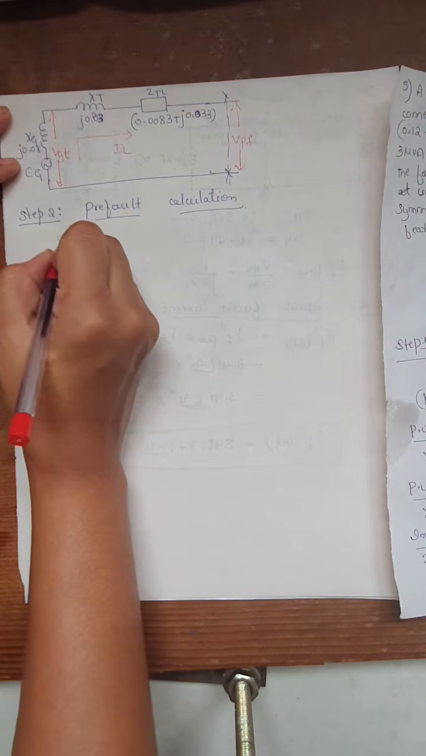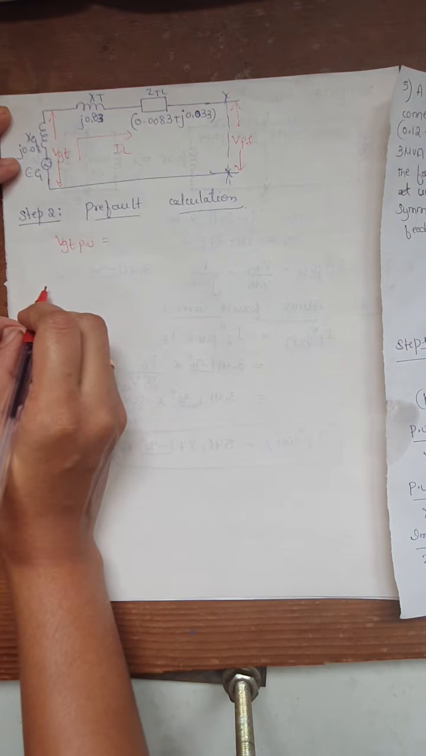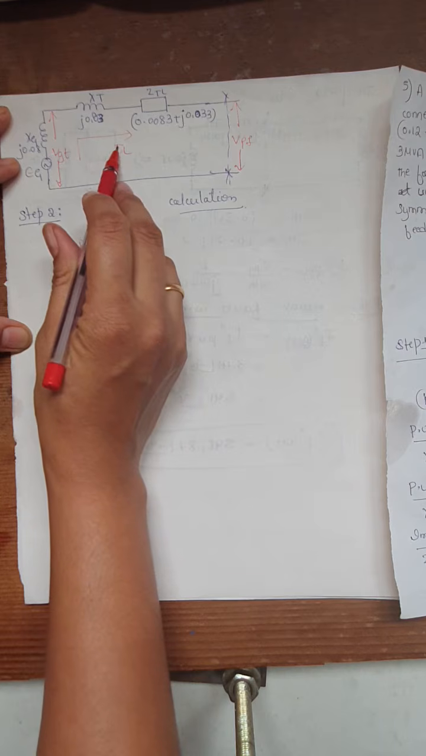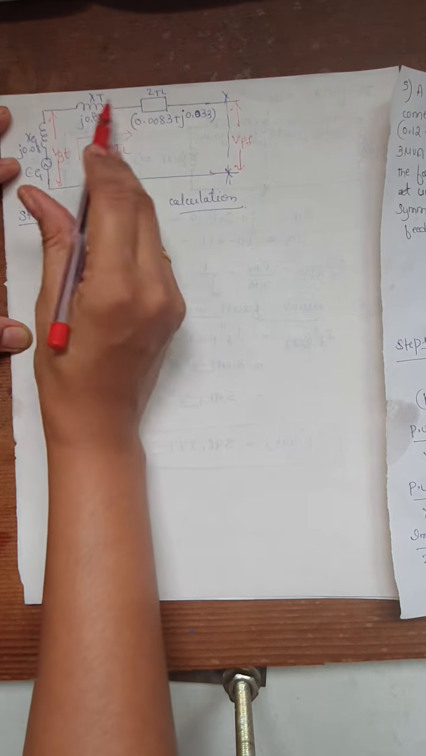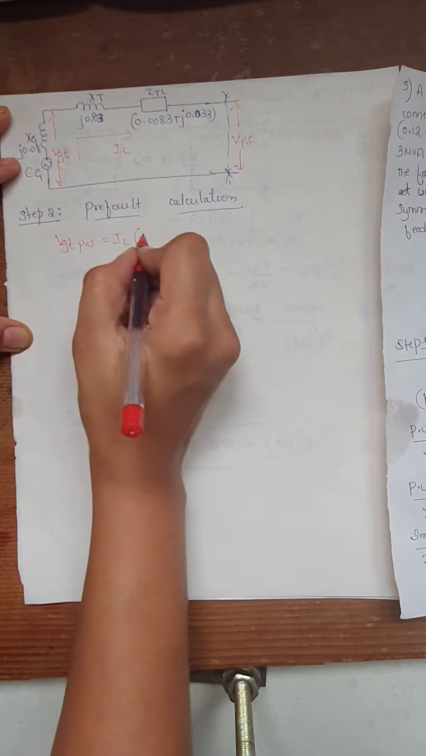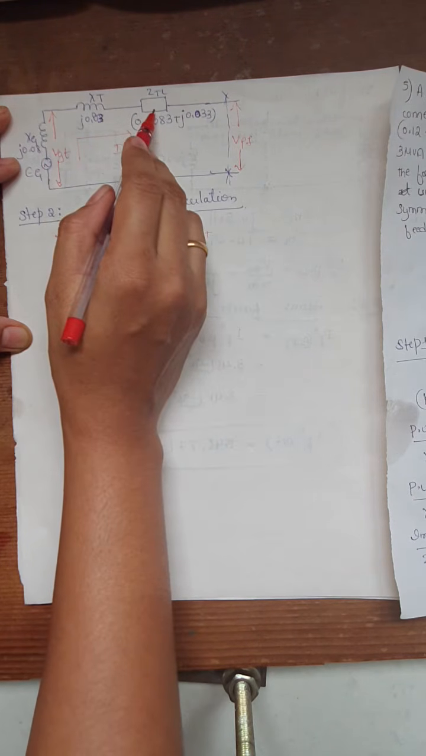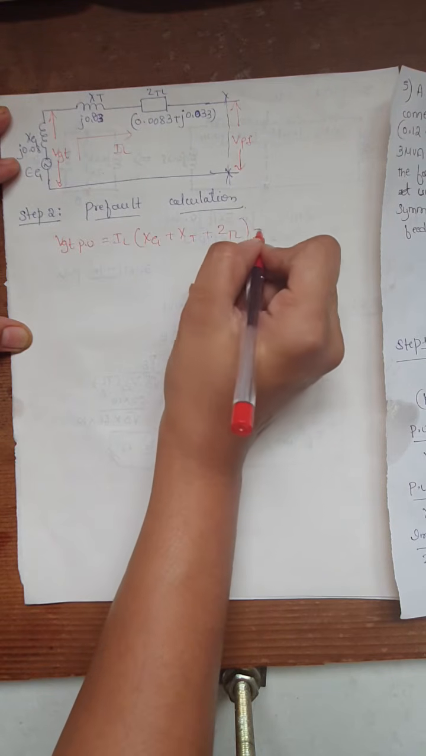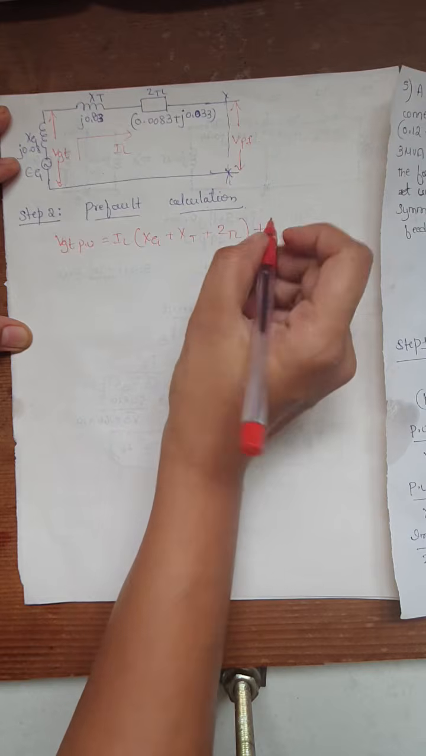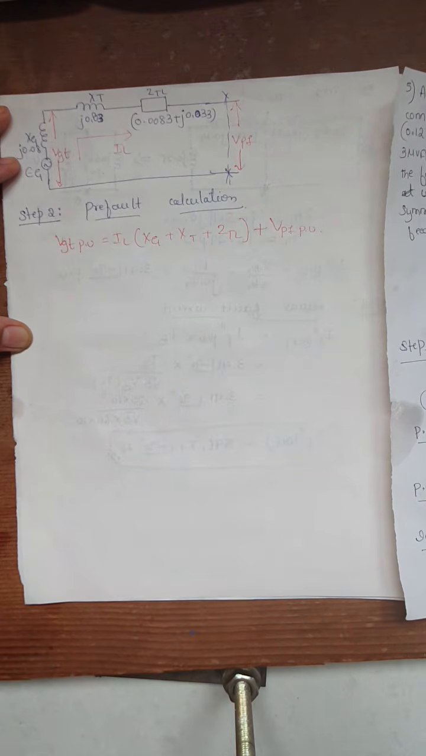VGT in per unit will be equal to the load current IL going through all the reactances: the reactance of the generator, the reactance of the transformer, and the impedance of the transmission line or feeder. After that we have the pre-fault voltage V, which should be expressed in per unit.